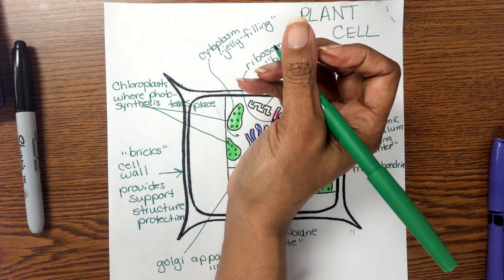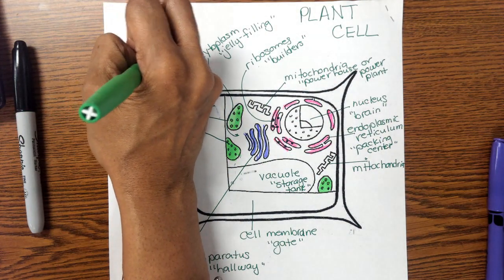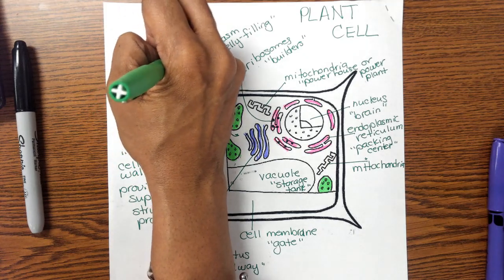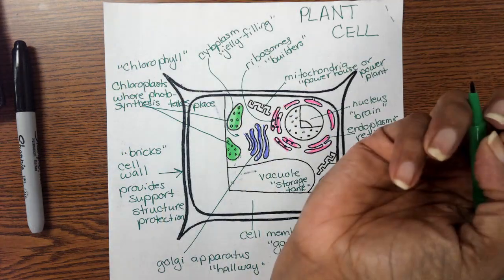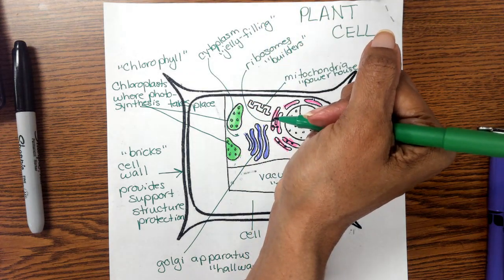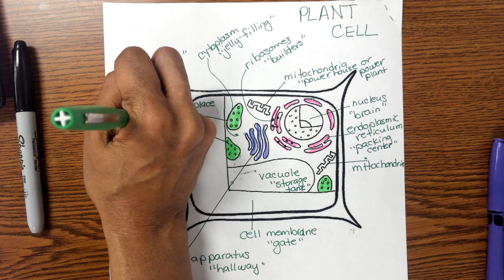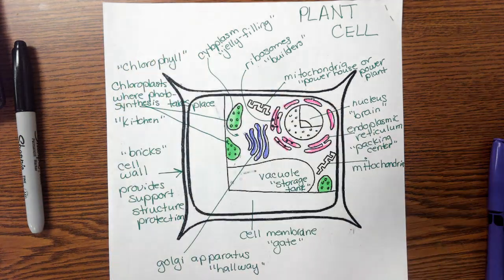Okay, and the chloroplasts have chlorophyll. That's the green stuff that makes the plants look green. Okay, and like I said, chloroplast is where photosynthesis takes place. So we'll call this the kitchen because this is where food is made for the plant cell. So we'll call that the kitchen.